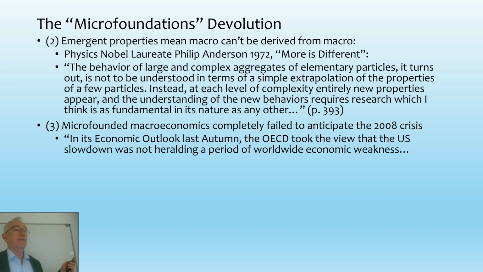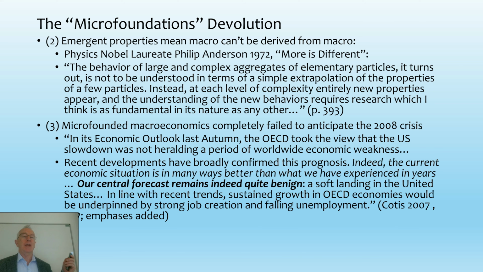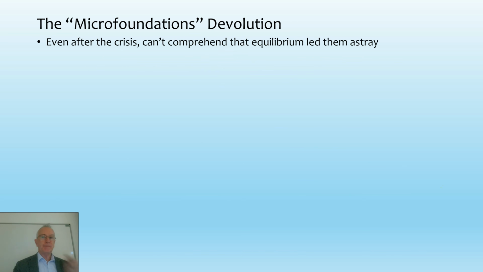So this was probably my favourite piece of mainstream economic analysis and prediction before the financial crisis, which came out in June and told politicians the current economic situation is in many ways better than we've experienced in years, and our central forecast is quite benign. 2 months before what is regarded as the beginning of the crisis. So complete abject failure to see what was coming.